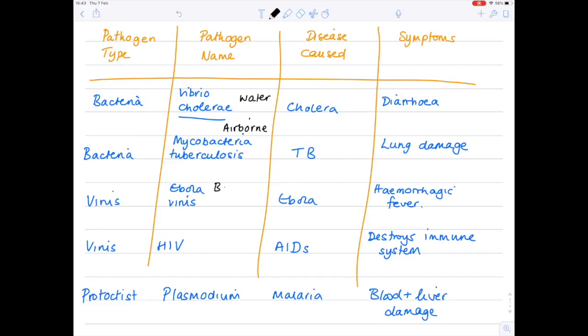Ebola is spread in infected bodily fluids, so blood carries it, and we know that you get excess bleeding with Ebola, so if you accidentally get some of that infected blood on you, that's how you could potentially get Ebola. HIV is a sexually transmitted disease, so if you have unprotected sex, you're more likely to get HIV. And we've already said that Plasmodium is spread via the vector mosquitoes.